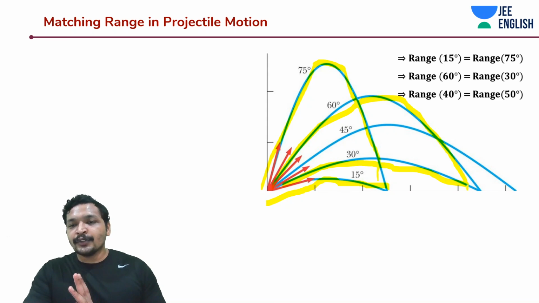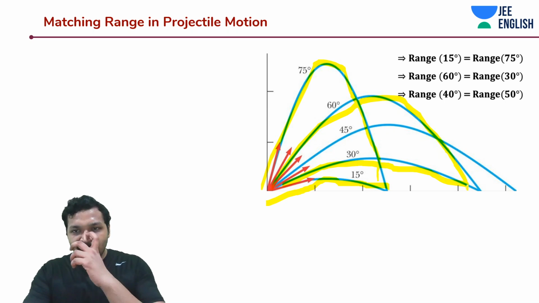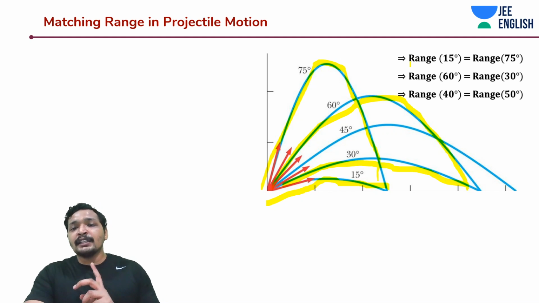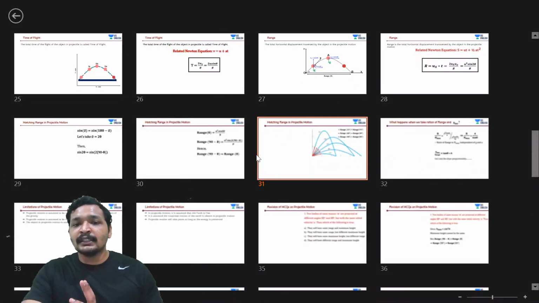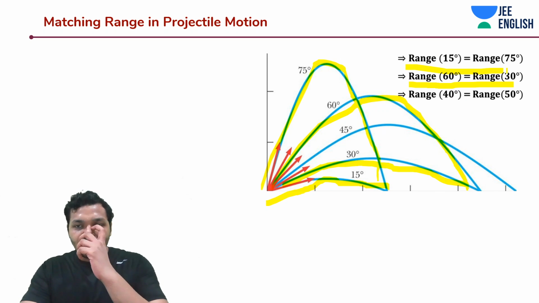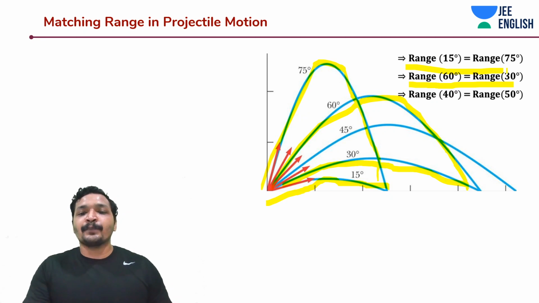That value is nothing but 45 degrees. If you work it out through differential mathematics, you'll find that the maximum range is at 45 degrees, or you can simply do it intuitively, where 90 minus theta is equal to theta, which means 2 theta is equal to 90 degrees, that is, theta is equal to 45 degrees. At 45 degrees, this object will have maximum range. And the range for complementary angles is equal, which means range of 15 degrees is equal to range of 75 degrees, and the range of 60 degrees is equal to the range of 30 degrees. Similarly, you work out for any complementary angles, you will find the range is the same.